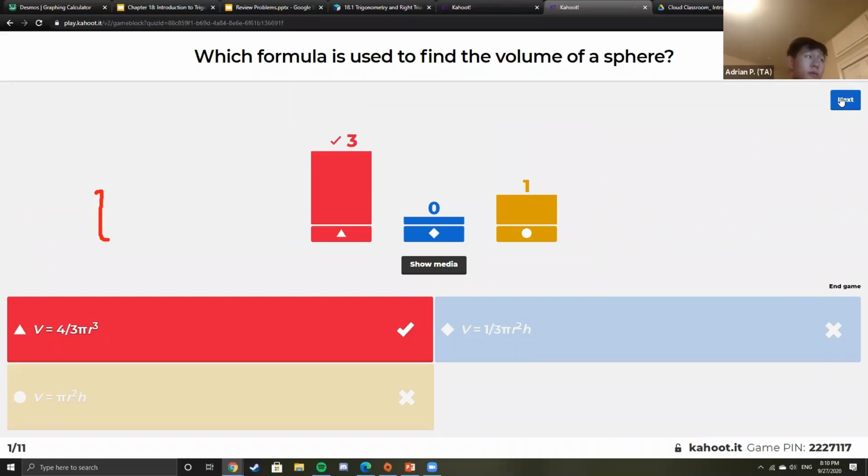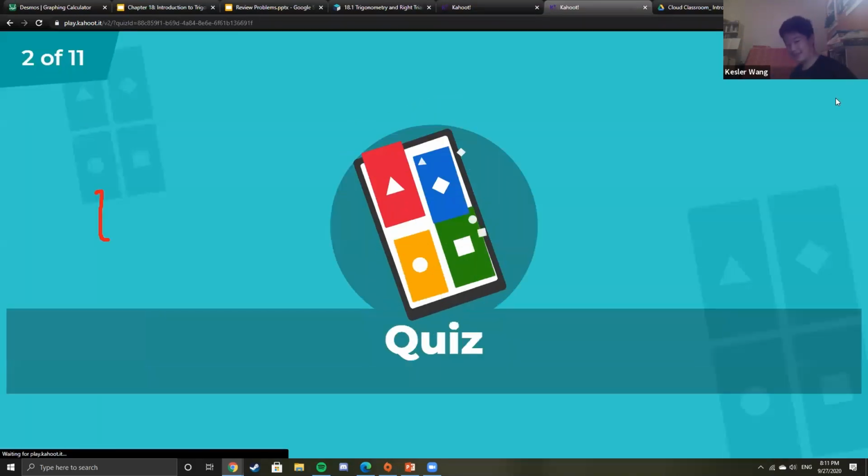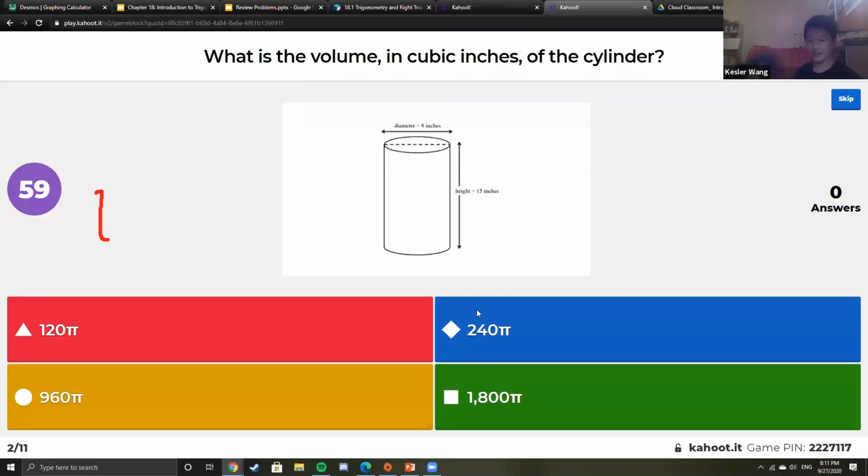Podium. Woohoo! Yahoo! What's the volume in cubic inches of the cylinder? So if you can't see it, it's 8 by 15. What was the formula for a cylinder? Well, if you forgot, then you forgot. No points for you.